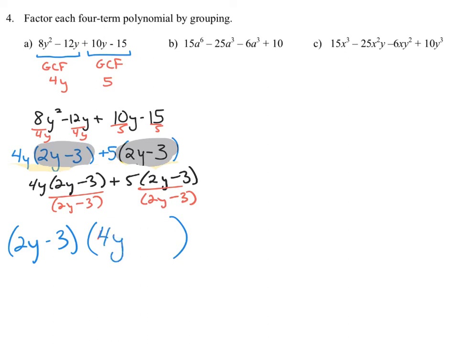And in the second group, when you take the 5 times the 2y minus 3 and divide out the 2y minus 3, you're left with 5. So our answer in factored form is the quantity 2y minus 3 times the quantity 4y plus 5.